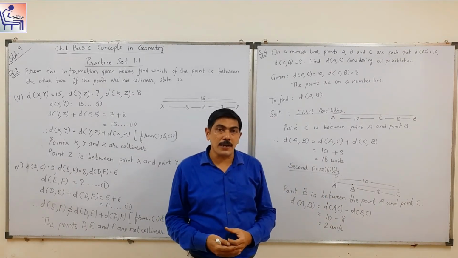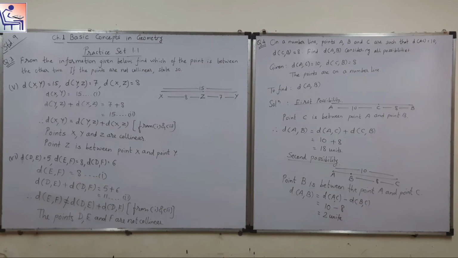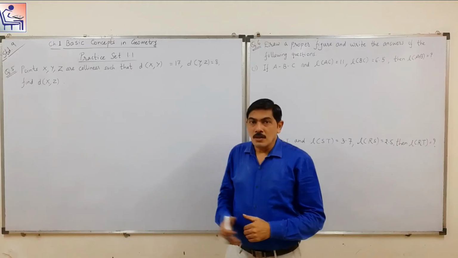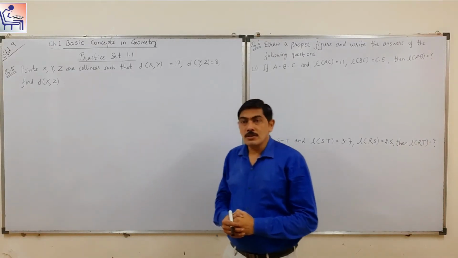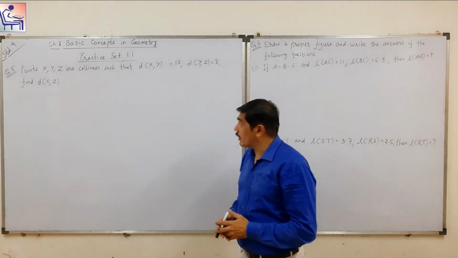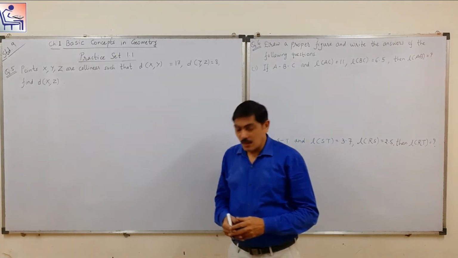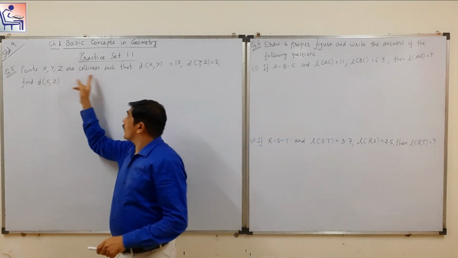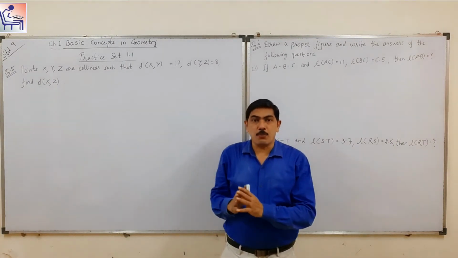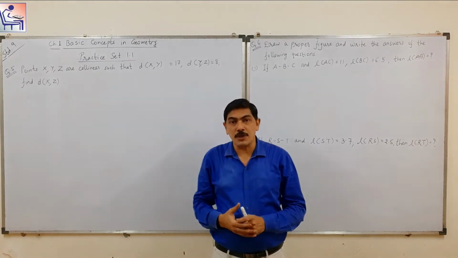Now question number 5. Here we are solving now question number 5. Points X, Y, Z are collinear such that distance XY is equal to 17. Distance YZ is equal to 8. Find distance XZ. Here it is given that points X, Y, Z are collinear. The information is that points X, Y, Z are collinear, but it is not given which point lies between the other two.